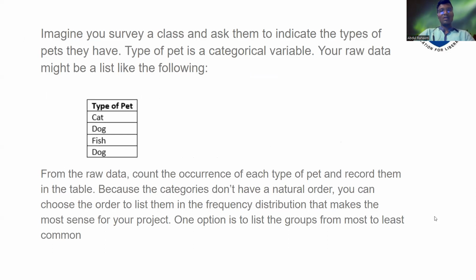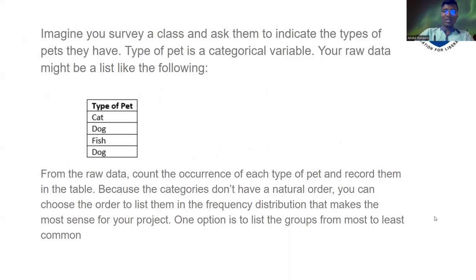Imagine you survey a class and ask them to indicate the types of pets they have. Type of pet is a categorical variable. Your raw data might be a list like this. Type of pet: cat, dog, fish, or something like that. From the raw data, count the occurrence of each type of pet and record them in the table.